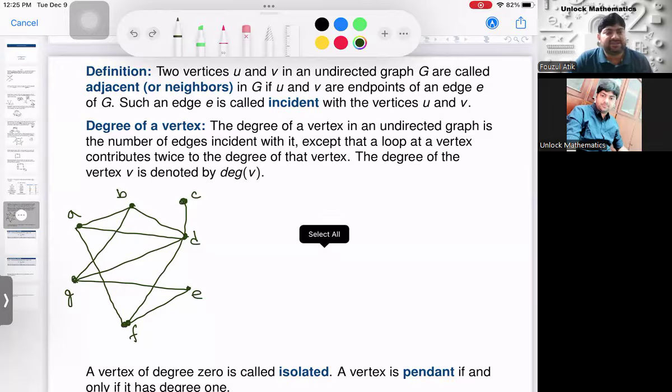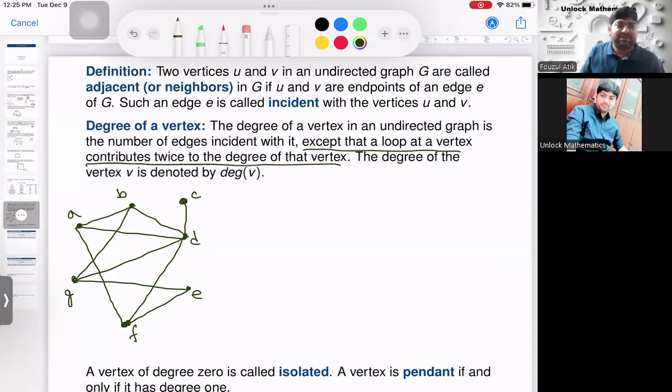Such an edge E is called incident with the vertices. Suppose this is an edge we have. So this edge is incident on the vertices A and B, right? So this is how we call them. Okay, now degree of a vertex. The degree of a vertex in an undirected graph is the number of edges incident with it, except that a loop at a vertex contributes twice to the degree of the vertex. This part I will discuss after some time, right?